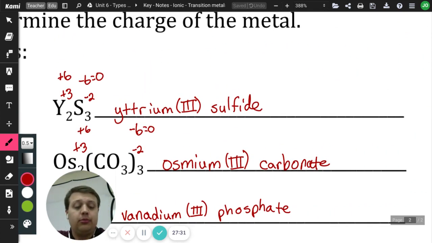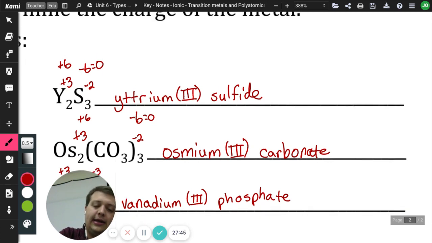Okay, moving on. Now I have yttrium with 2 and sulfide with 3. I don't know yttrium, but I do know sulfur has a -2 charge, and I've got 3 sulfurs. So 3 times -2 gives me a total of -6. To cancel that out, I need a +6, but I have 2 yttrium this time. So since I've got 2 and combined, they need to add up to 6. 2 times what number will give me 6? 2 times +3 gives me 6. So then I have yttrium with a 3 charge and then sulfide. So it's yttrium(III) sulfide.